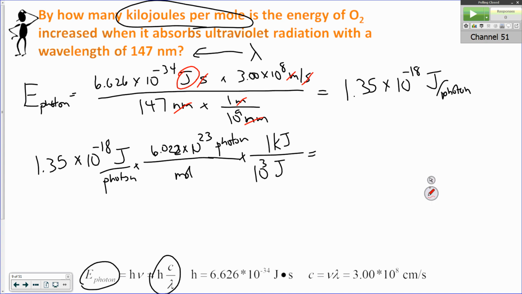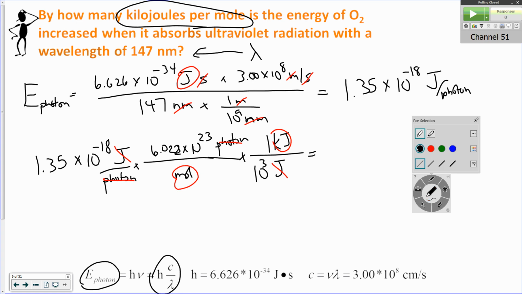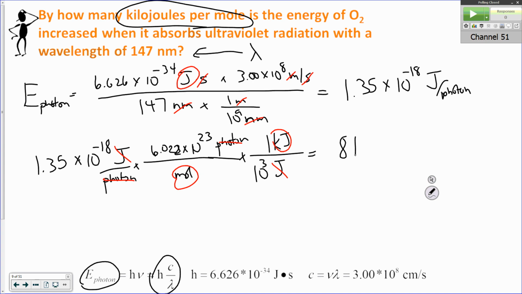Set up the dimensional analysis. Joules and joules cancel out. Photons and photons cancel out. I've got kilojoules over moles. That's where I want to be. 1.35 e to the minus 18th times Avogadro's number divided by 1,000. Okay, that's 813 kilojoules per mole.